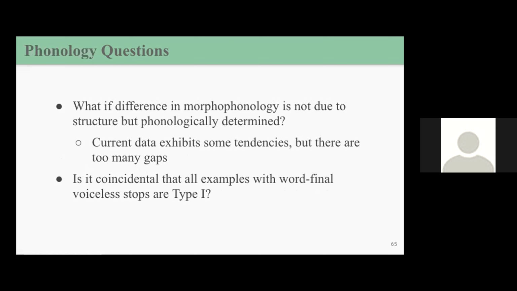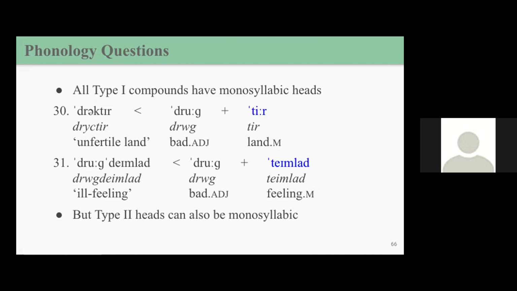But there are also some phonology questions, one of which is, what if the difference in morphophonology is not because of structure, but because of something phonological? In the data that I currently have, there are some tendencies, but there are just too many gaps to say for certain. So for instance, is it coincidental that all the examples with word-final voiceless stops are type 1? Maybe, because there aren't that many in Welsh with word-final voiceless stops, but it's so weird that they're only found in type 1. Also, another thing is that type 1 compounds only have monosyllabic heads, at least in the things that I found.